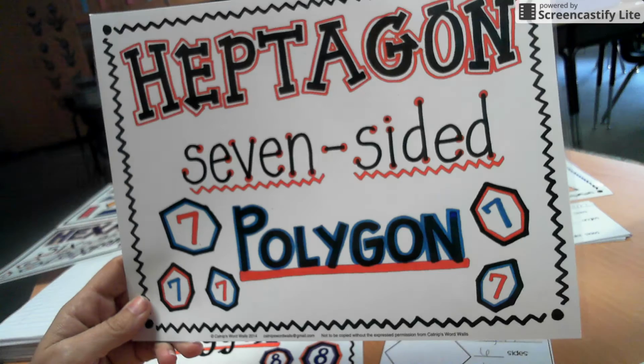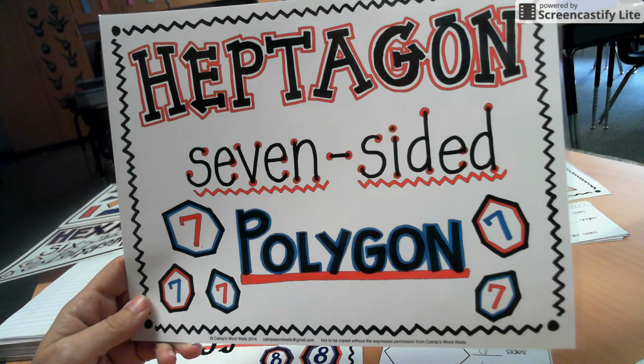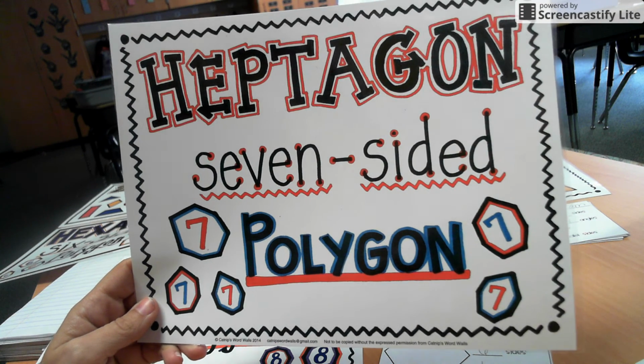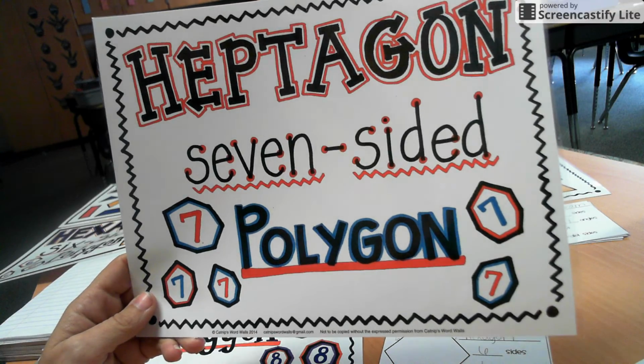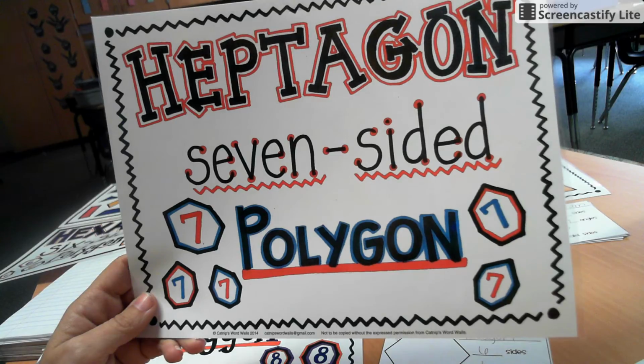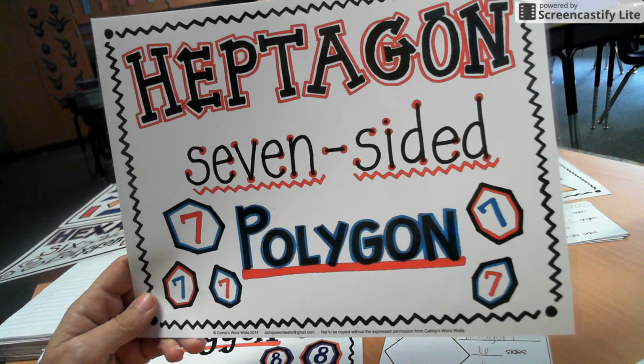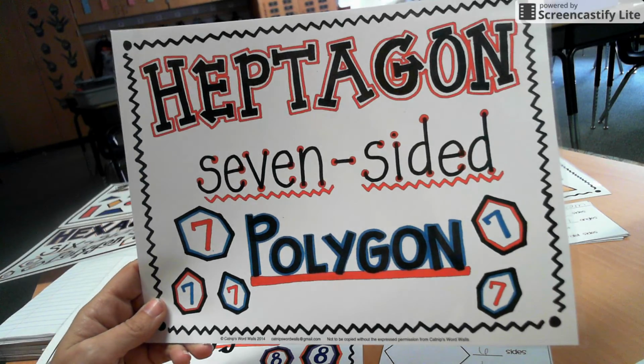The next one is a 7-sided polygon, and we call those heptagons. Now, we don't have a picture card for it, but you need to be familiar with it, and we're going to add a note in our notebook about it in just a second. But heptagon is what is next because it's 7-sided.